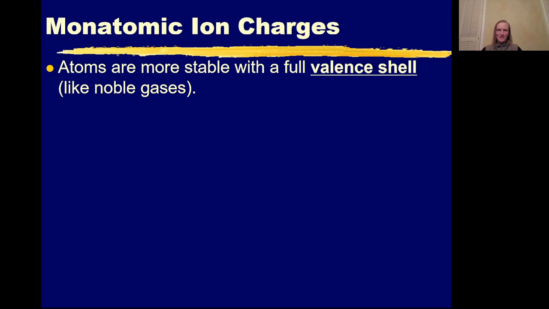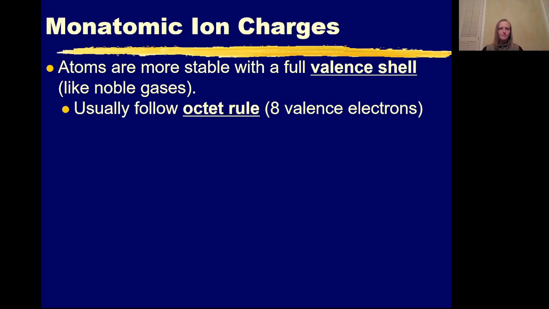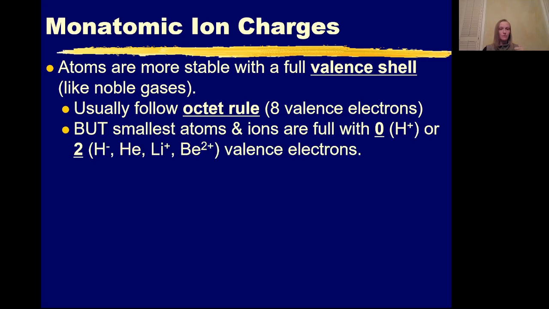Hi, folks. I've already hinted at this about sodium being reactive because it doesn't have a full valence shell. Fluorine is also very reactive because it doesn't have a full valence shell, but it's really, really close. It has 7 valence electrons. It just needs one more electron to have a full valence shell. So, as I said earlier, atoms are more stable with a full valence shell, like the noble gases. And for the most part, what makes a good, stable valence shell is having 8 valence electrons, the octet rule.